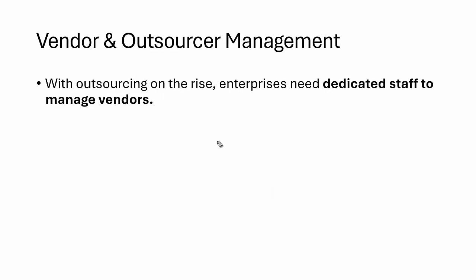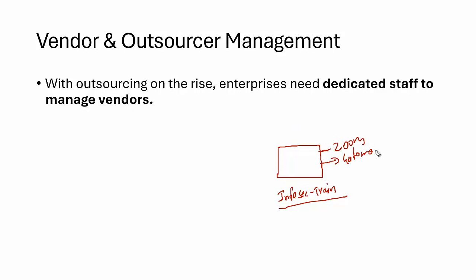Now, the next topic is called vendor and outsource management. Vendor management is very important. Supply chain is very important. What is the meaning? Let's say, for example, this is my company, which is called Infosec Train, where I work. Now we are using, suppose, Zoom or GoToMeeting for our meetings, for our trainings and all that. It is not something developed by us. This is something developed by another company. So for us, they are the vendor.